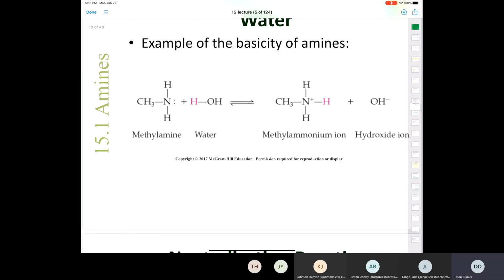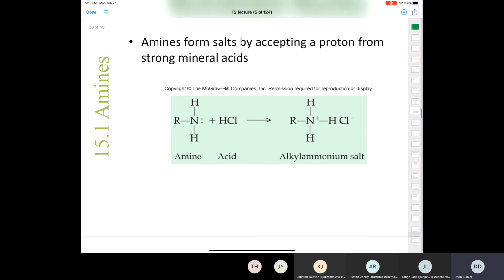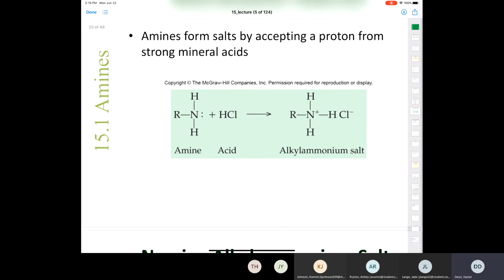Next is an example of the basicity of amines. I'm going to go over that. And then neutralization reactions. Since an amine is a base, it can react with an acid like hydrochloric acid to make an alkyl ammonium salt.